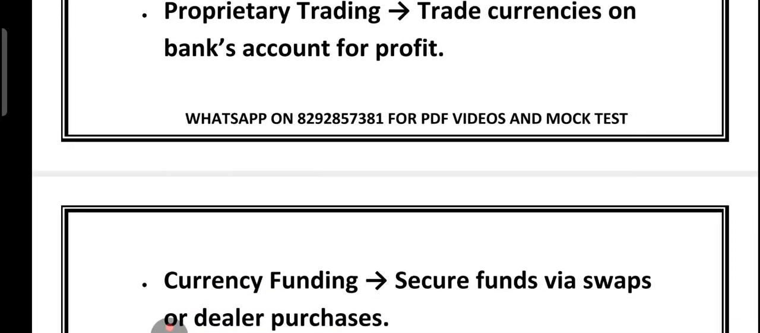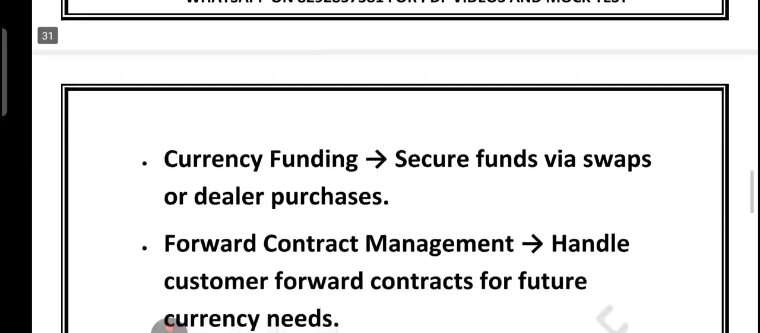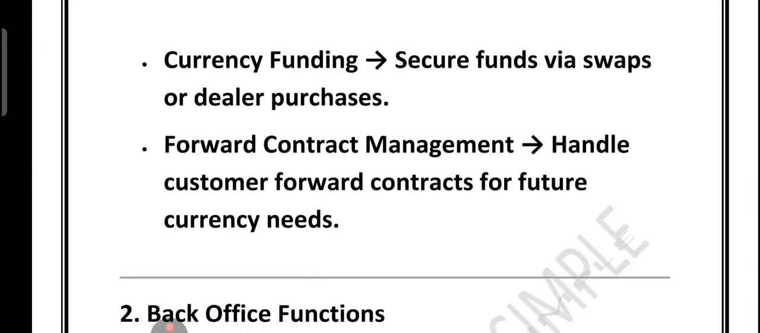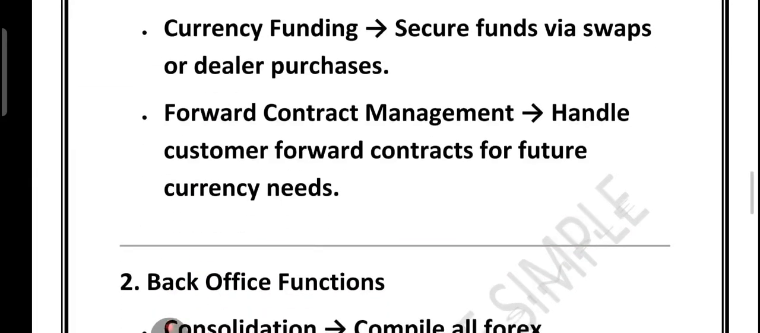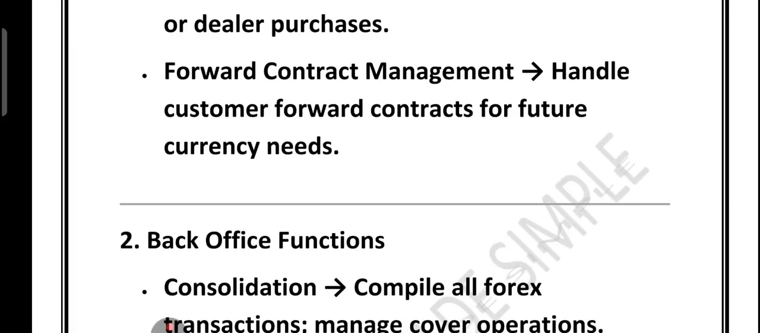Proprietary trading, which means trading currency using the bank-owned fund to earn profit. Currency funding, securing funds via swap or dealer purchase. And then we have forward contract management. It handles customer forward contracts for future currency needs.